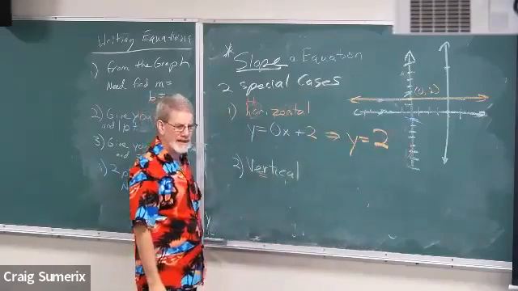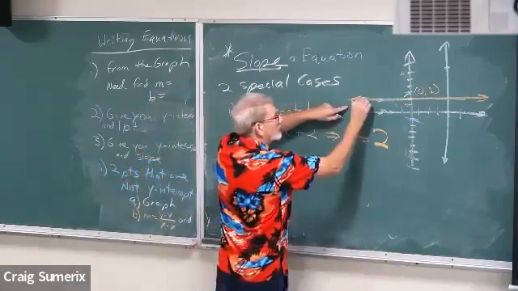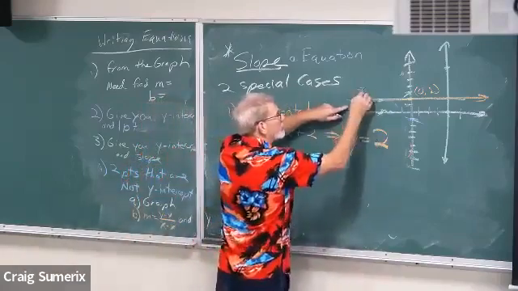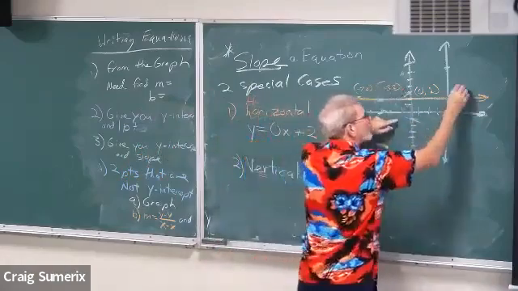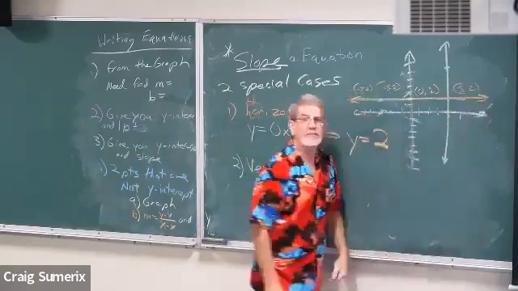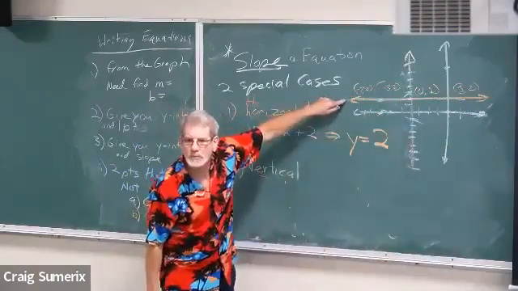Well, how can that be? Well, look at it. When x is negative, whatever, -7, y is 2. When x is -3, y is 2. When x is 5, y is 2. It doesn't matter what x is. Y is always 2.